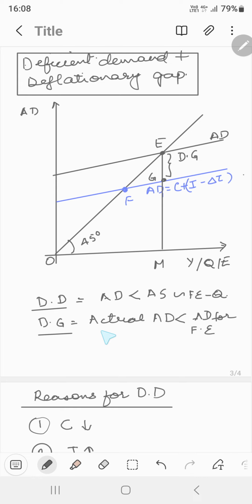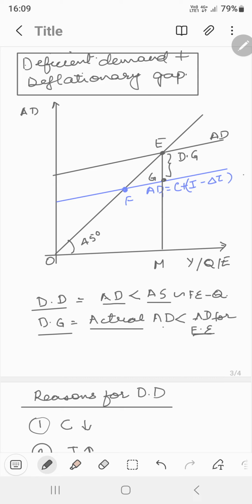And what is deflationary gap? Deflationary gap is when the actual aggregate demand falls short of the aggregate demand required for maintaining full employment level of output. Please be very careful. Deficient demand is quoted in terms of aggregate demand and aggregate supply, and deflationary gap is quoted in terms of actual aggregate demand and that which is required for maintaining full employment level of equilibrium output.